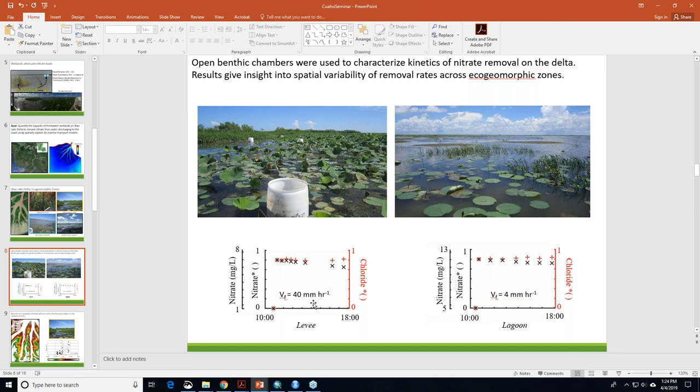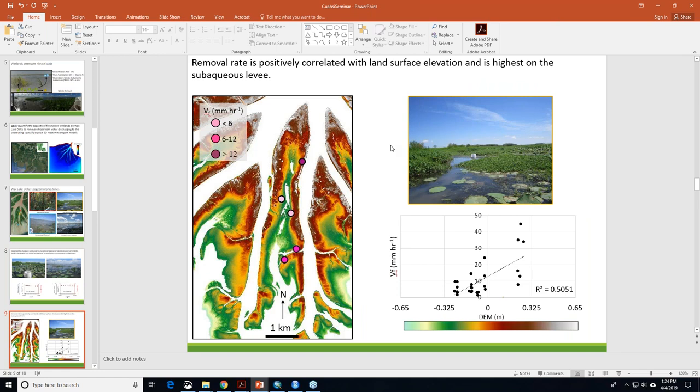And in the lagoon, here's my benthic chamber way back there. In the lagoon, we have it about 10 times less. So we're already starting to see some differentiation across these different zones. When I put all my data together, I grouped them by five different sites. We're seeing that the removal rate is highest at the upstream subaqueous levee, and it's lowest in the lagoons here. If I plot this with my DEM, we can see that removal rate increases with elevation. So we have a positive correlation.